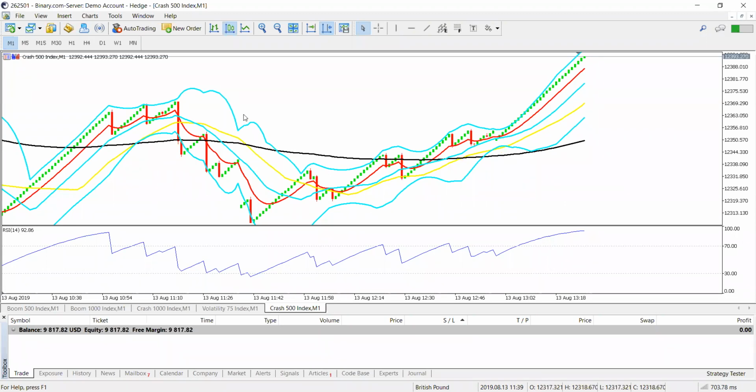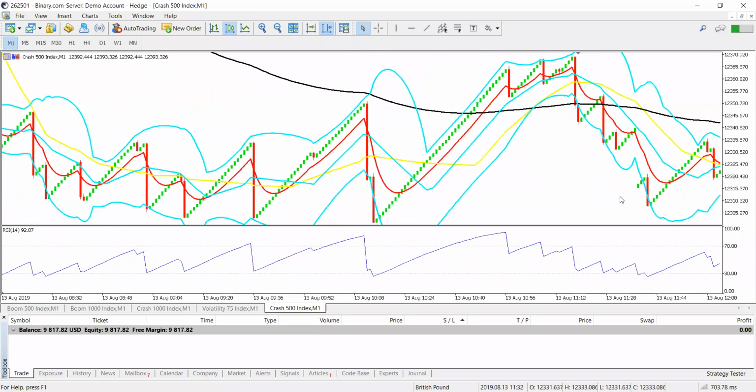When we have the price below the moving average, it's a signal that the price is largely on a downtrend. Okay, so that is for the 200 EMA.